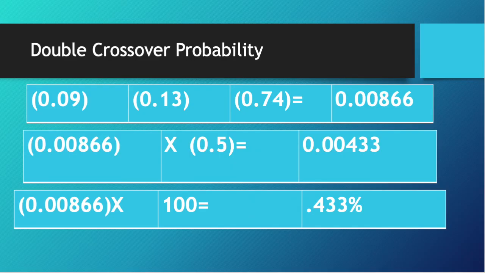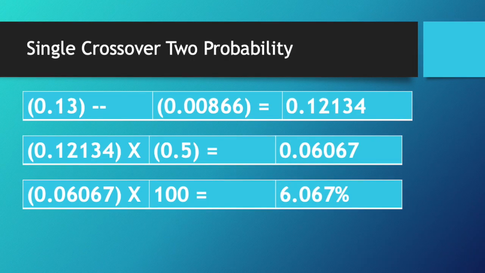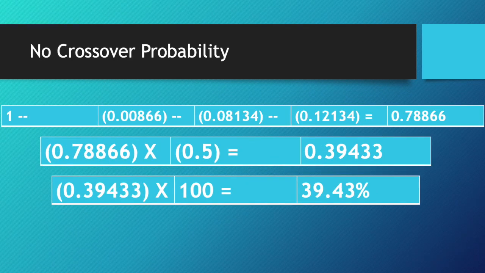Here is the breakdown of how to find the probability of double crossover, abbreviated as DCO. Here is how to determine the probability percentage of single crossover 1. How to determine the probability percentage of single crossover 2 is shown here. You can find here the probability of no crossover occurring.